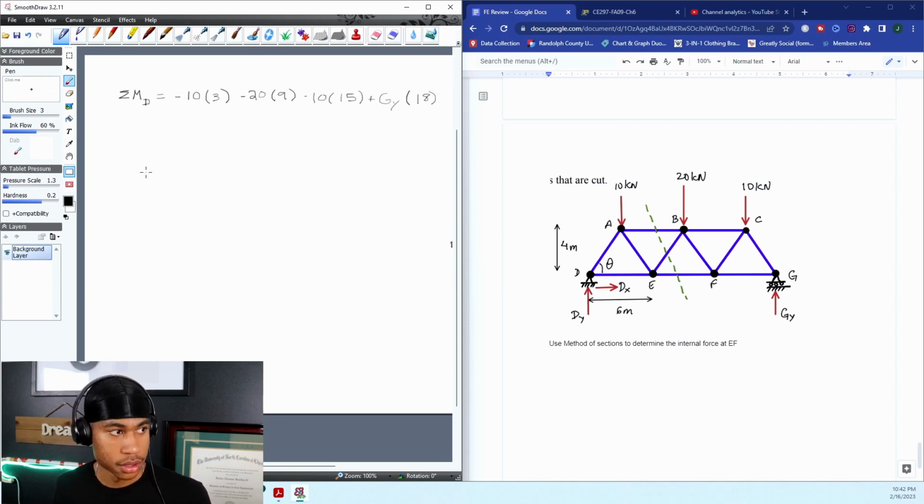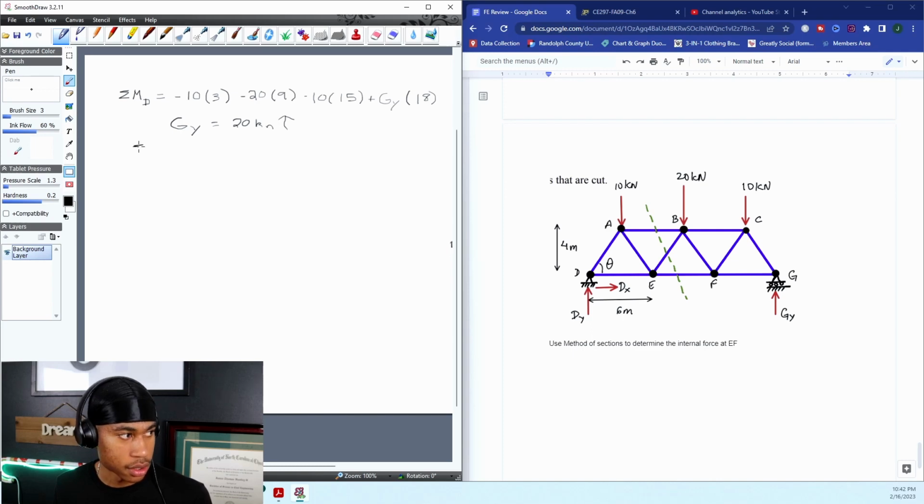All right, so I'm getting Gy to equal 20, and that's kilonewtons. And that's just saying in the upwards direction, all right? Just saying we drew it right.